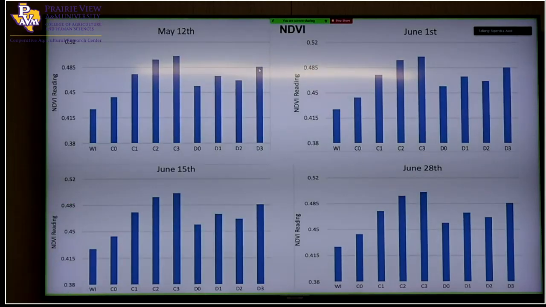So this is the NDVI reading, and as you can see through May 12th, June 1st, June 15th, and June 28th, the controls are a little bit lower than the C1 through C3 and D1 through D3, because you can definitely see that the treatment rates gave a higher rating, closer to a healthy plant. The control is giving us a moderately healthy plant, versus the treatment rates that are giving us the very healthy plants that we're looking for, closer to that 1 level.